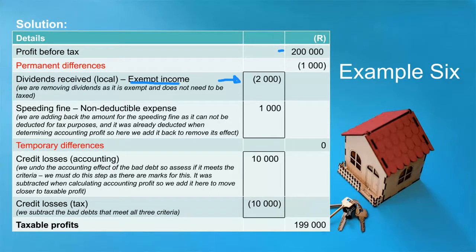Okay. We're then going to say the speeding fine is a non-deductible expense. So because it was already deducted, we add it back, right? Which gives us permanent differences of 1,000 rand.